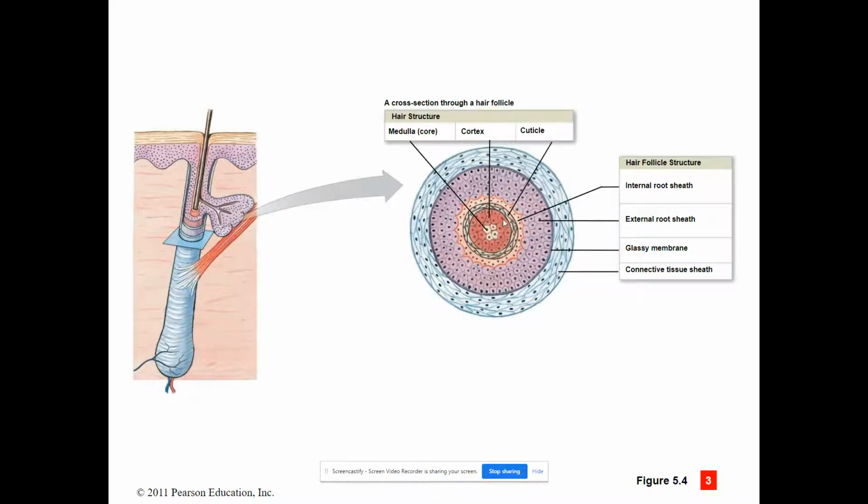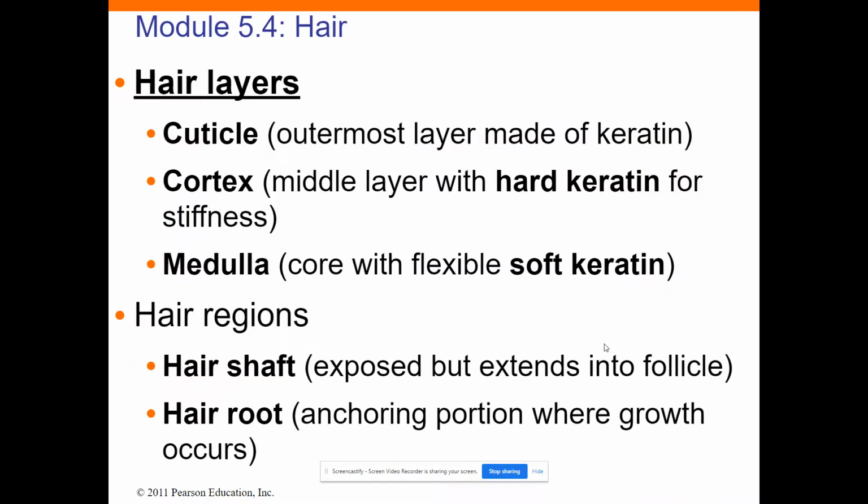The cortex is more of a hard keratin, and the medulla is more of a soft keratin, and then the cuticle is just keratin as well, which is a protein that makes your hair. So for the layers of your hair, we just talked about the cuticle, the outermost layer, the cortex, the middle layer, and then the very middle layer is the medulla, and that has the soft, flexible keratin in it.